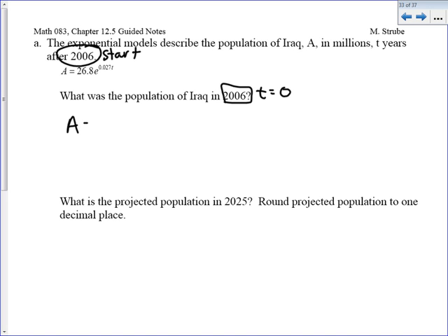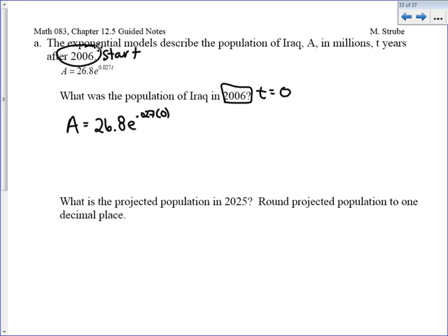So all you have to do in these problems for this class is figure out what your time is and substitute it into your problem. So I'm just going to put 0 in for t. And then it's just a matter of putting that into your calculator. That's what 12.5 is. Setting this up, putting it into your calculator.